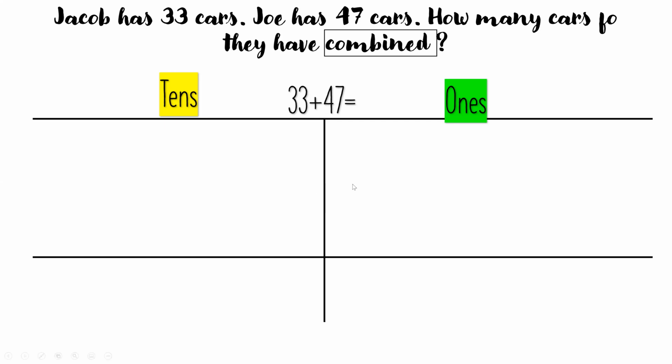Okay, great job. So 33 has 3 ones and 3 tens. 47 has 7 ones and 4 tens. And now we are going to add our ones first. 7 plus 3 is 10. Carry our 1 over to our tens column. Now we're going to add 1 plus 3 plus 4. We get 8. Our answer is 80. So Jacob and Joe have 80 cars combined.